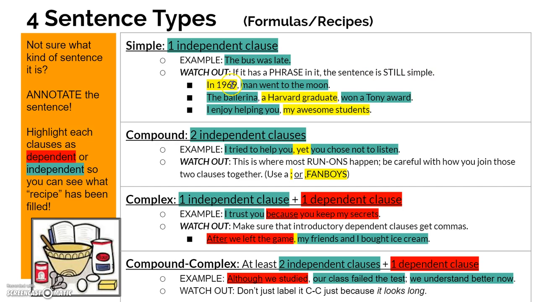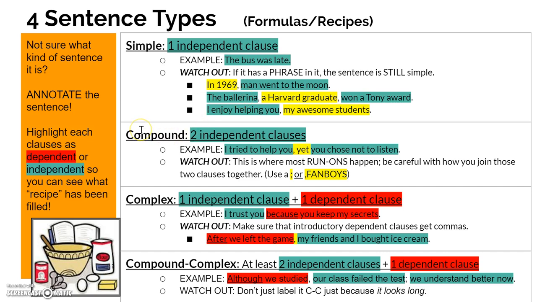In 1969, man went to the moon. That's an introductory phrase, and that doesn't change what sentence type this is. The ballerina, by the way, a Harvard graduate, won a Tony Award. This is just an interruption, but it's just a phrase, so it doesn't change the fact that it's a simple sentence.